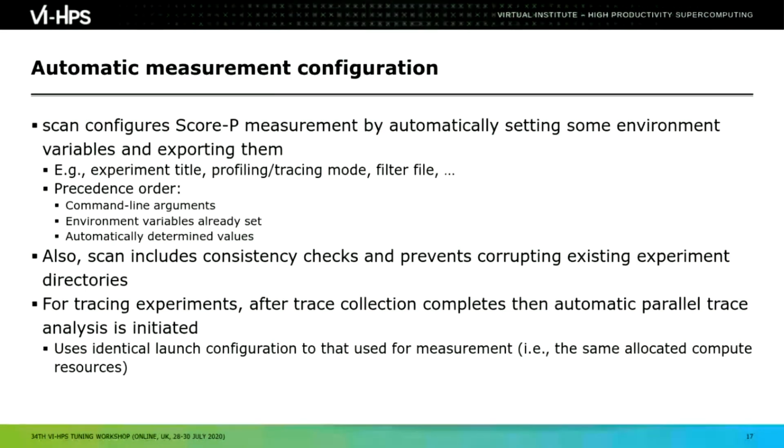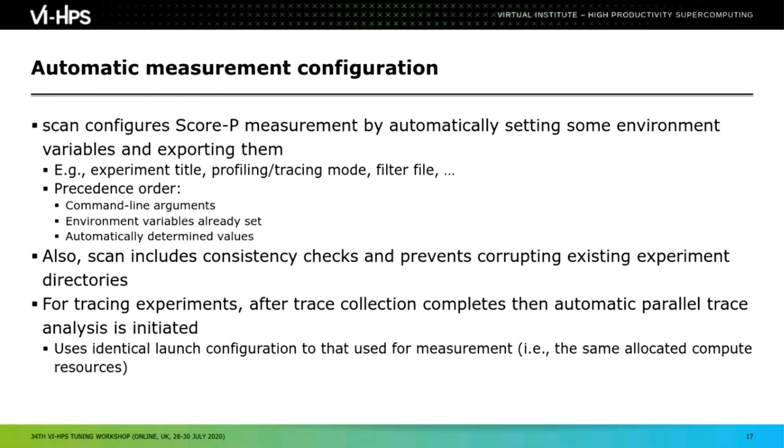As part of that, it's going to be doing a few consistency checks based on the launch configuration, so it will prevent the corruption of an existing measurement directory. If you try and do a new measurement while Scorep already has one active, then it will end up corrupting it, and then you'll end up with some problems. Either the measurement that you initially wanted will be corrupted, or the new one that you're trying to collect will be corrupted. So the scan command is going to be checking that and avoiding that situation.